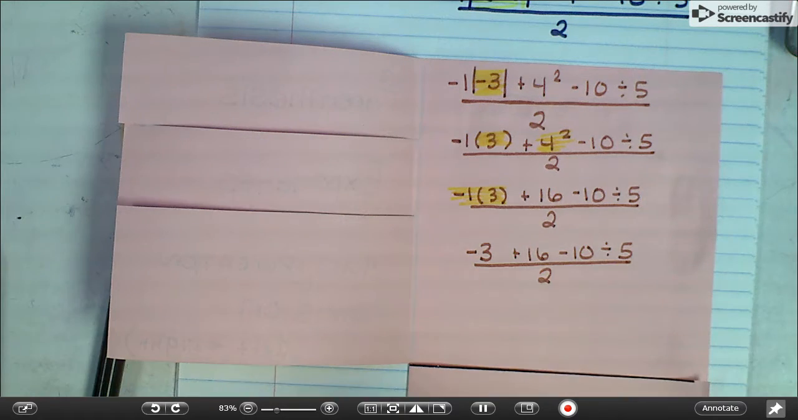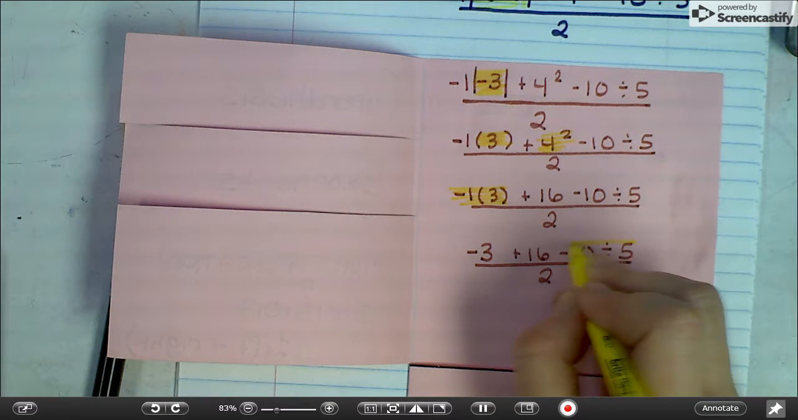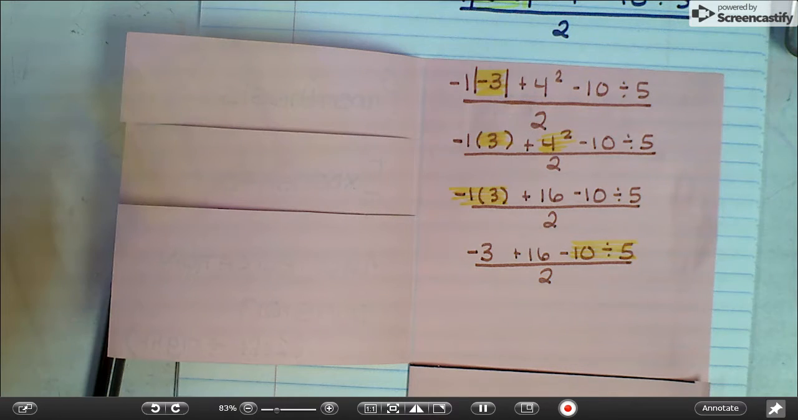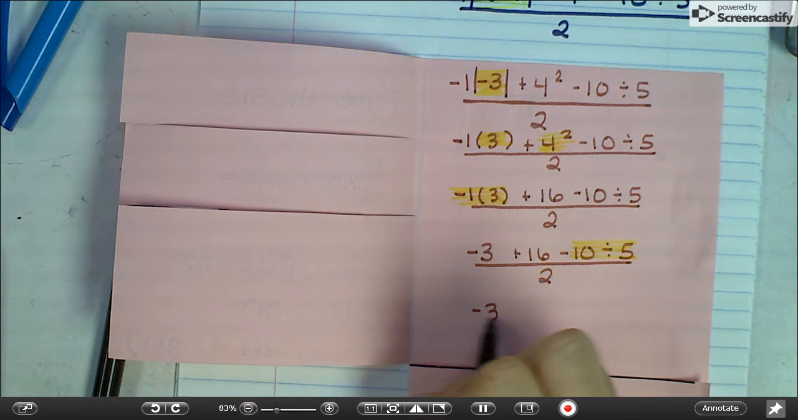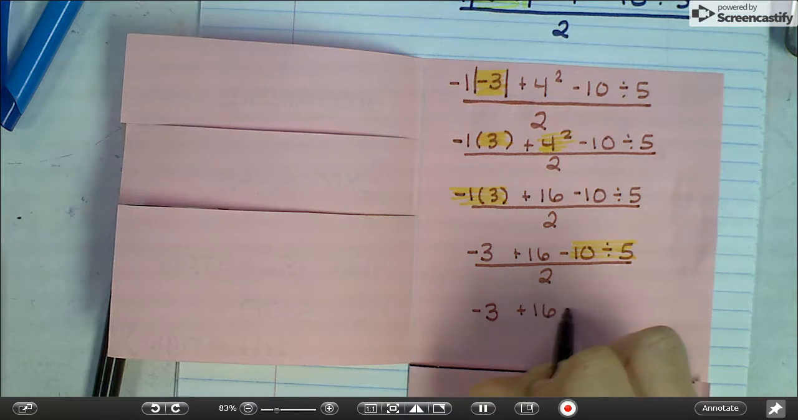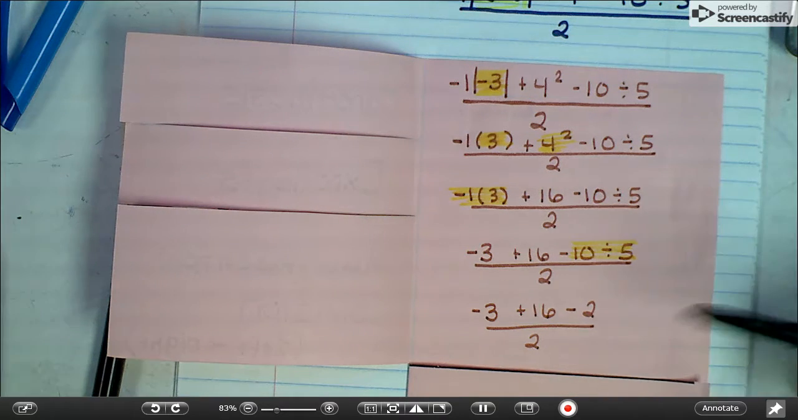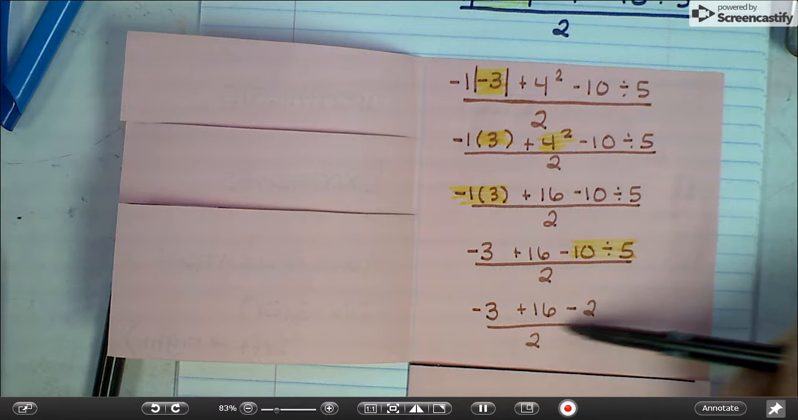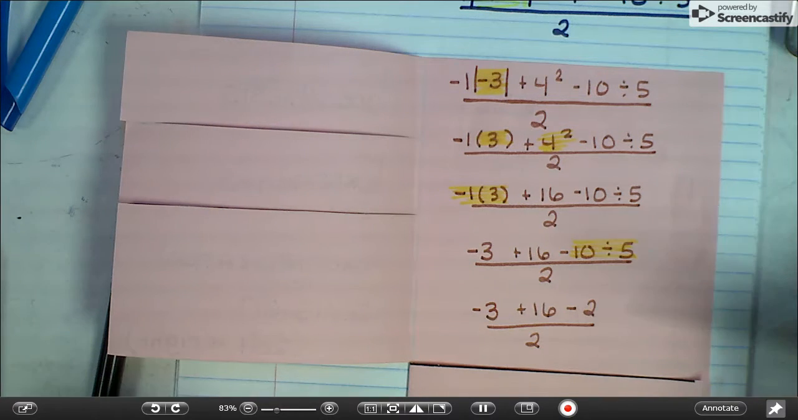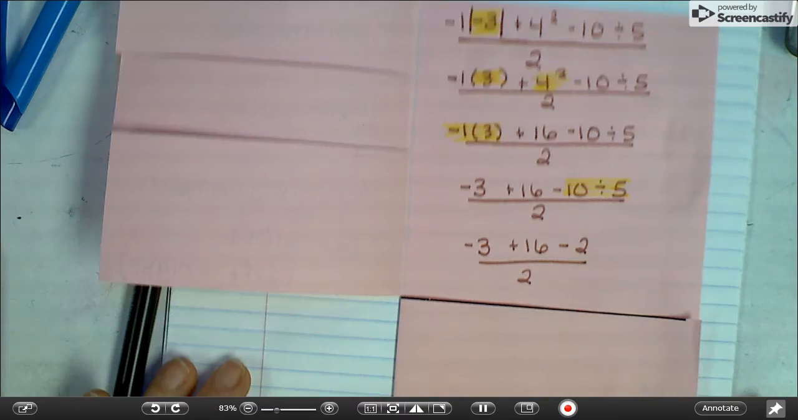Still looking for multiplication and division. We have a little set right there. So that's the next step: -3 plus 16 minus 2 over 2. Yes, we have this division right here, but that doesn't count until it's the only operation left.